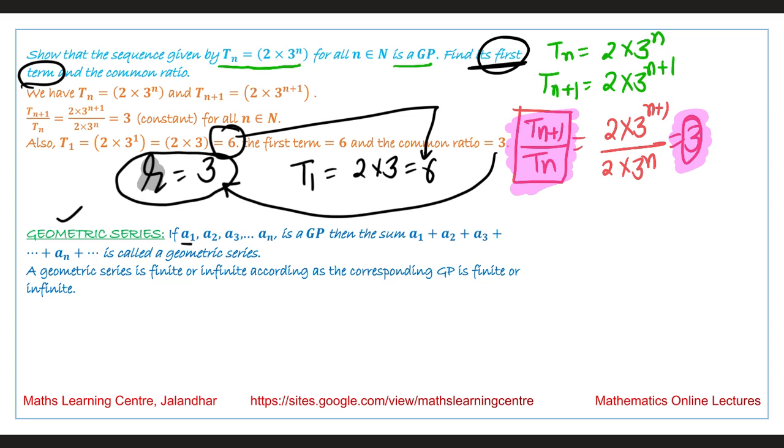So we are saying if A1, A2, A3 up to An is a GP, then the sum of these terms, A1 plus A2 plus A3 and so on, is called the geometric series. This is similar to what we discussed in the case of arithmetic series. We are taking the sum of all these numbers that form the GP. So the sum will be finite or infinite corresponding to whether the GP has finite or infinite elements.